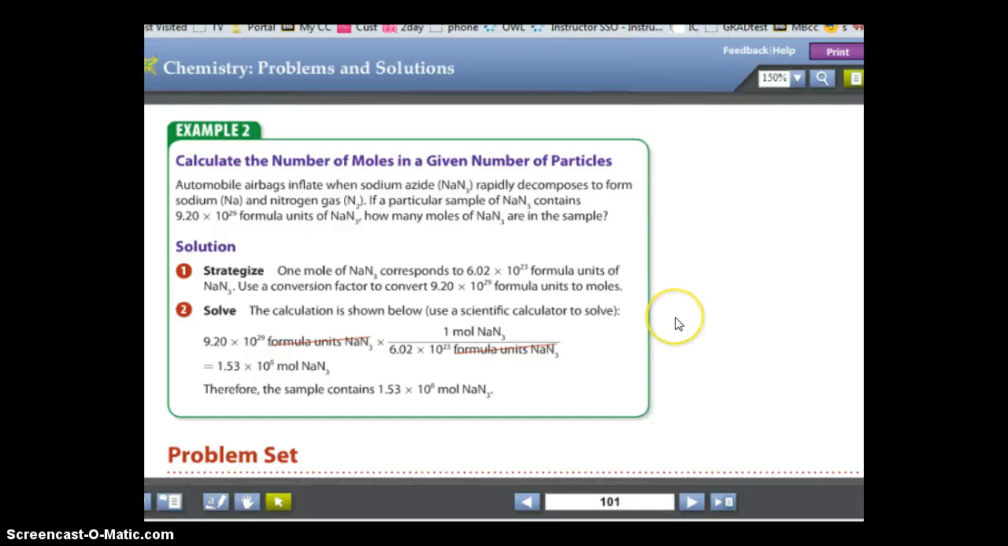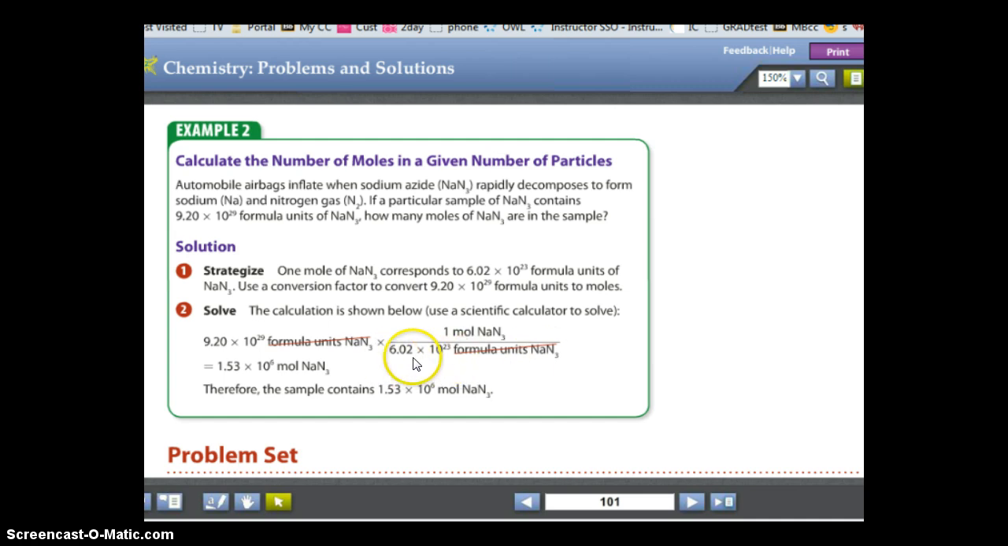Start with what you know. So what were you given in this problem? You were given 9.2 times 10 to the 29. Write that down first: formula units of NaN3. Yes, write the whole thing, because what has to go on the bottom of your next fraction? Formula units of NaN3, so they cancel.